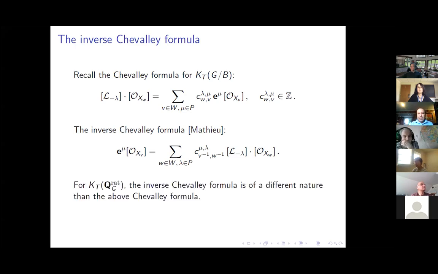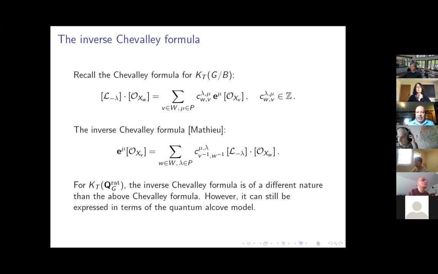But things are not so nice for the semi-infinite flag manifold. There is still an inverse Chevalley formula, but it's of a different nature. But it can still be expressed in terms of the quantum Bruhat graph. But this is something we're still working on, and it's going to appear in the future. So I'll stop here. I went a bit over 12. Thank you.